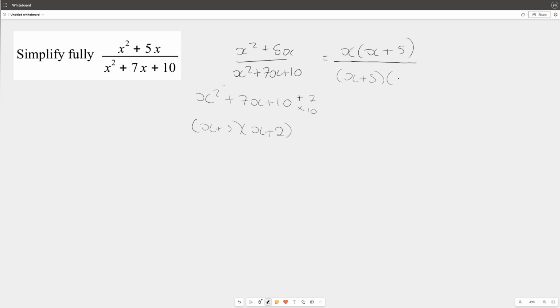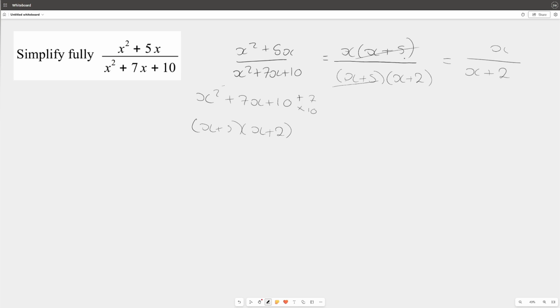We can then write that in here in our fraction. And since we have two brackets multiplied on the top and two brackets multiplied on the bottom, this x plus 5 will cancel with this x plus 5. And instead we will be left with x over x plus 2.